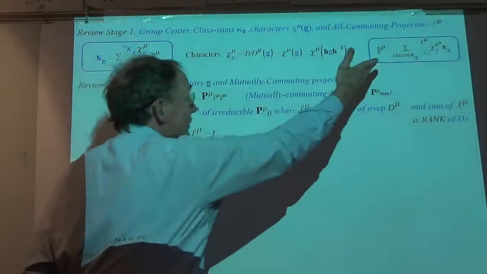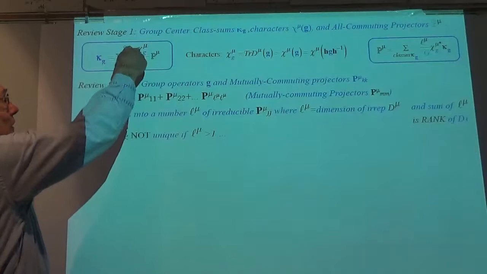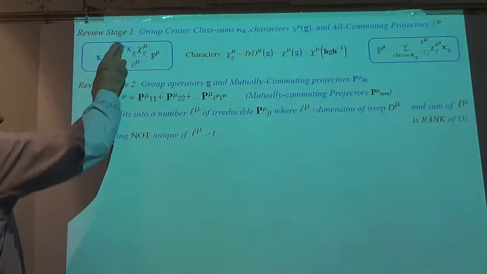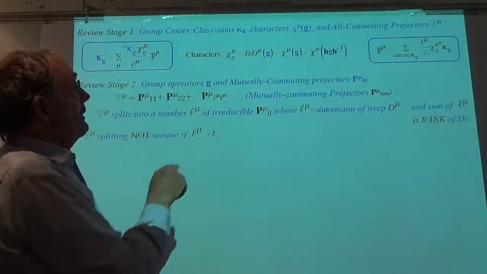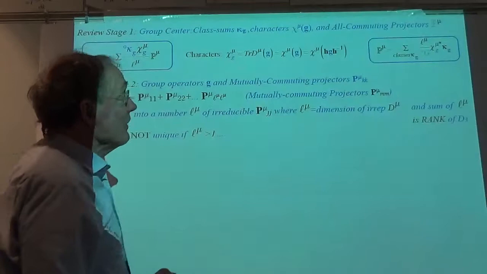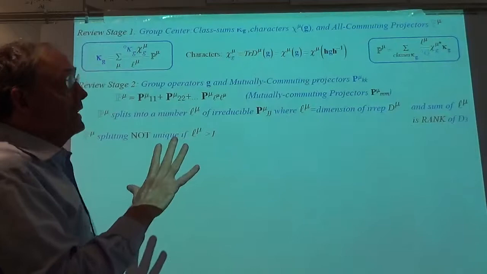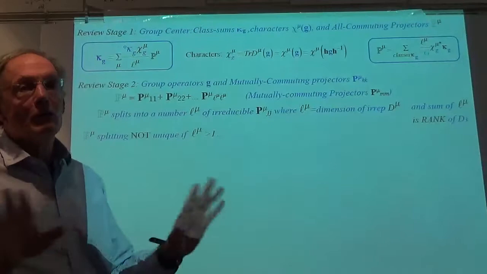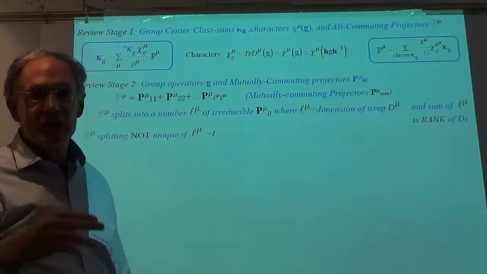You can make a table of these characters and all of the other numbers that go with the characters, like the order of the group, the order of the class, and of course the dimension, which is the character of the unit element for any of these representations. Those numbers are, shall we say, golden. They can be stamped in a gold tablet, they can be printed. No one will ever get a different answer for those. And so you find them tabulated in any book on symmetry.